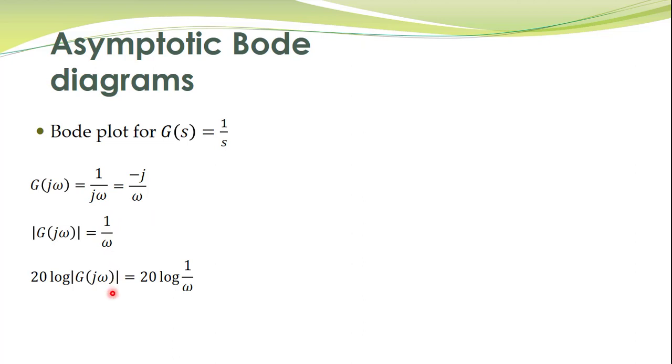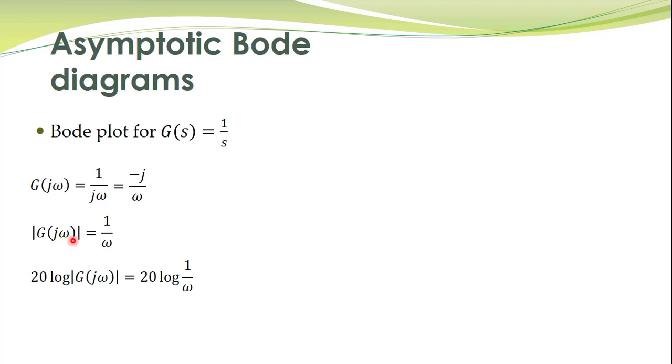Another transfer function, 1 over s. Its frequency response is 1 over j omega, by substituting s equal to j omega, which can also be written in this particular format. Bringing j into the numerator, it becomes minus j over omega. And what is the magnitude of this complex number? It is simply 1 over omega, and the phase angle is minus 90 degrees.